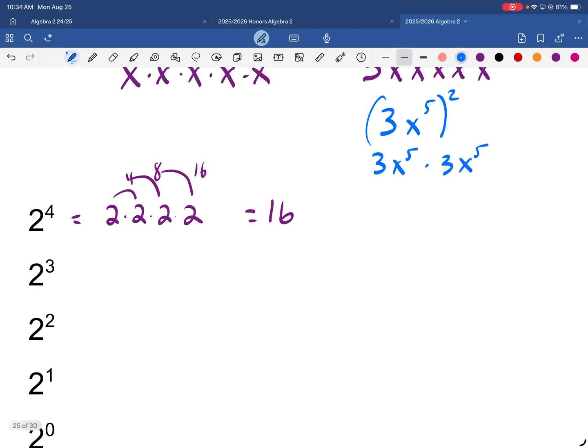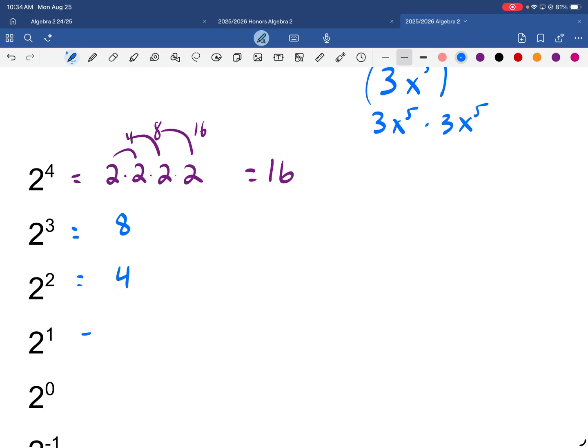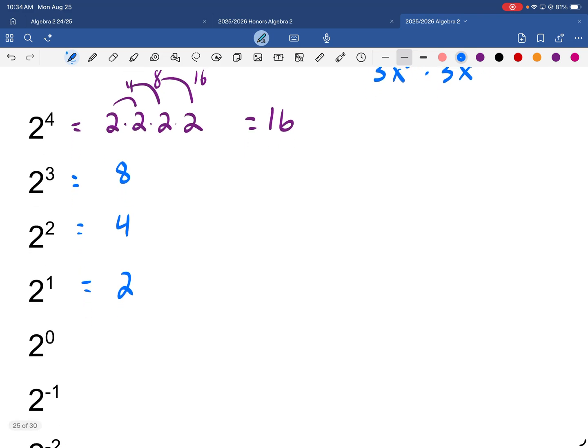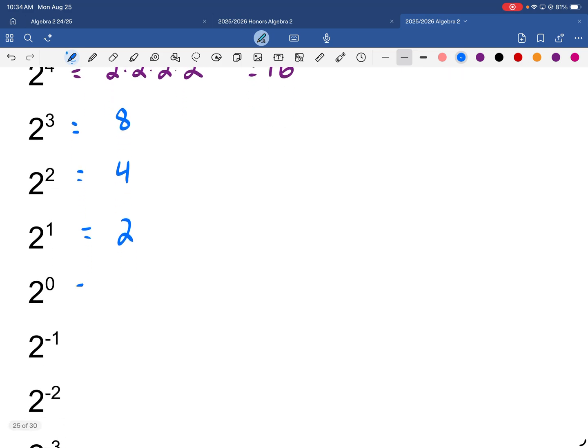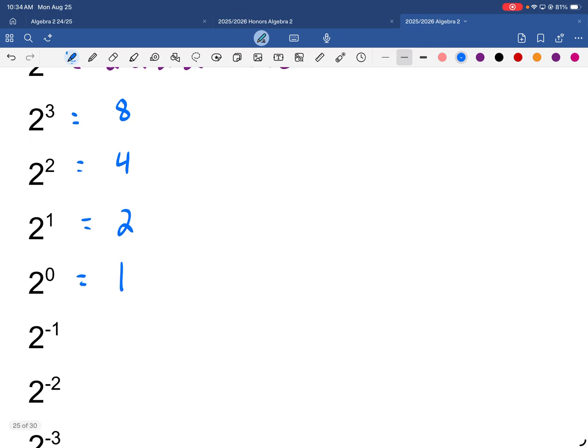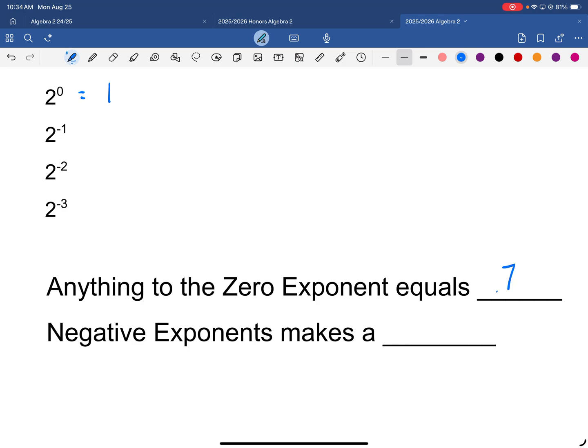So now let's go back over to here and continue down. If I do 2 to the third, it's 2 times 2 times 2, that's 8. 2 squared, 2 times 2 is 4. 2 to the first power is just 2. Does anybody remember what anything is to the 0 power? Not 0. 1. Anything to the 0 power is always going to be 1. So that's our next little definition: anything to the 0 exponent is always going to equal 1.